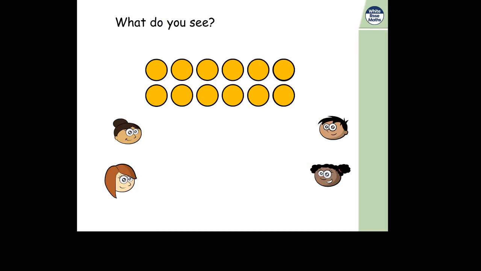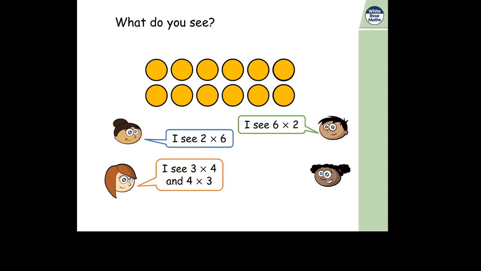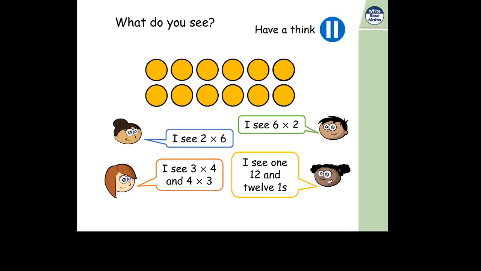So what do we see here? This person sees 2 groups of 6. That person sees 6 groups of 2. Somebody says 3 groups of 4 and 4 groups of 3. I can see 1 group of 12 and 12 ones. Who's correct? Have a talk with a person, with an adult.